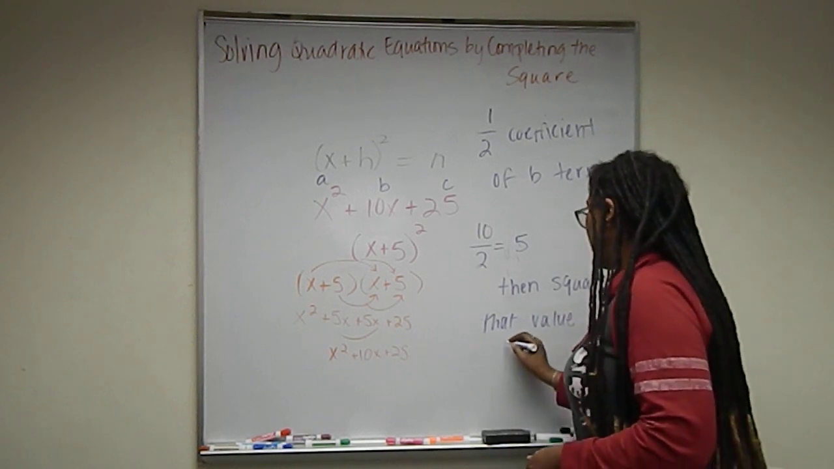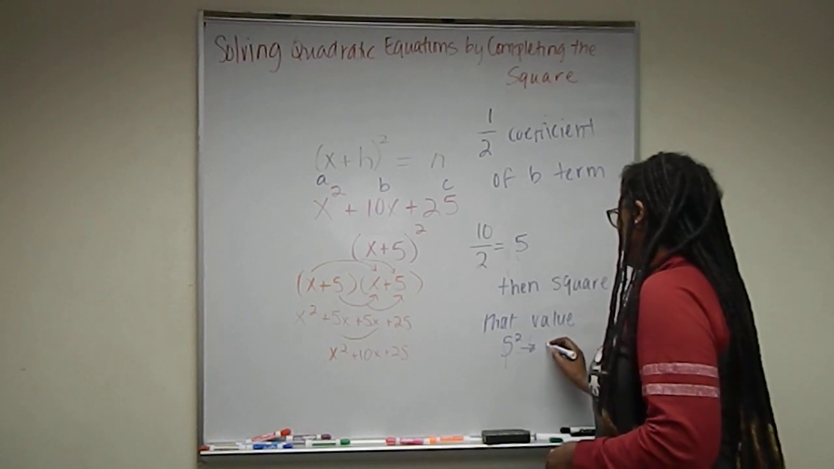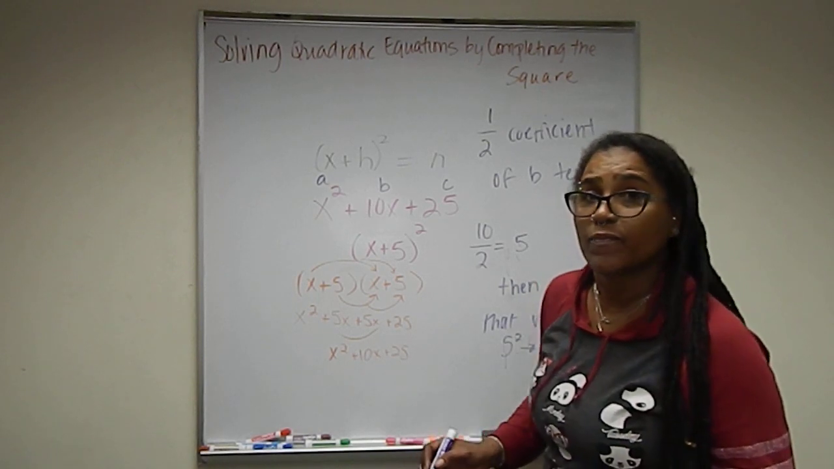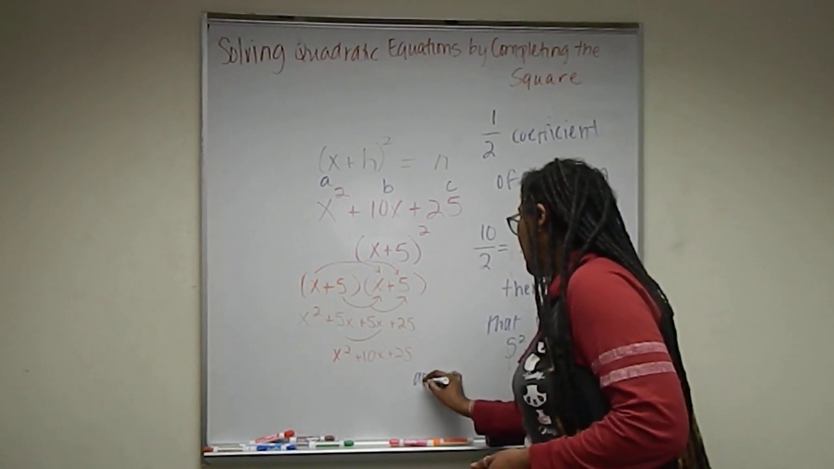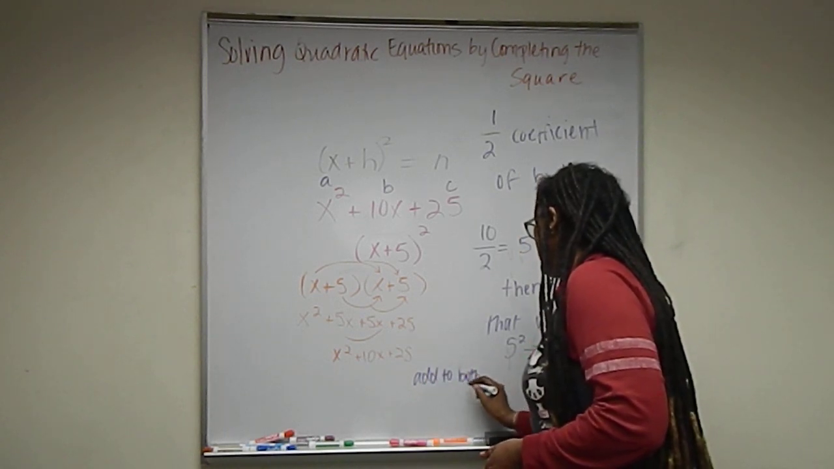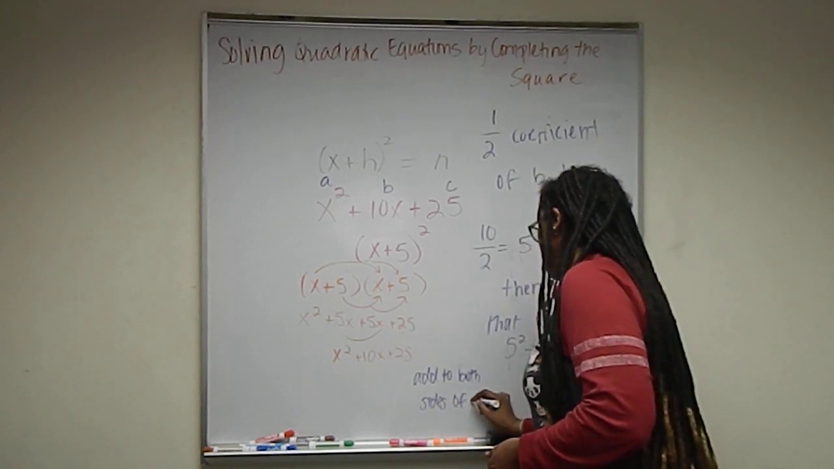Right? So then that's going to be 5 squared, which would lead us to what? 25. And then we add that value typically to both sides of the equation. Add to both sides of the equation.